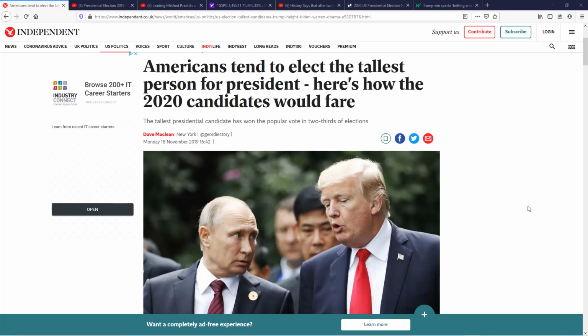So there are many methods that we can use, such as who's the tallest. Actually, while it's not irrelevant, the tallest candidate has won the popular vote in 2/3 of elections. And the popular vote doesn't always necessarily win, as we know from last time.